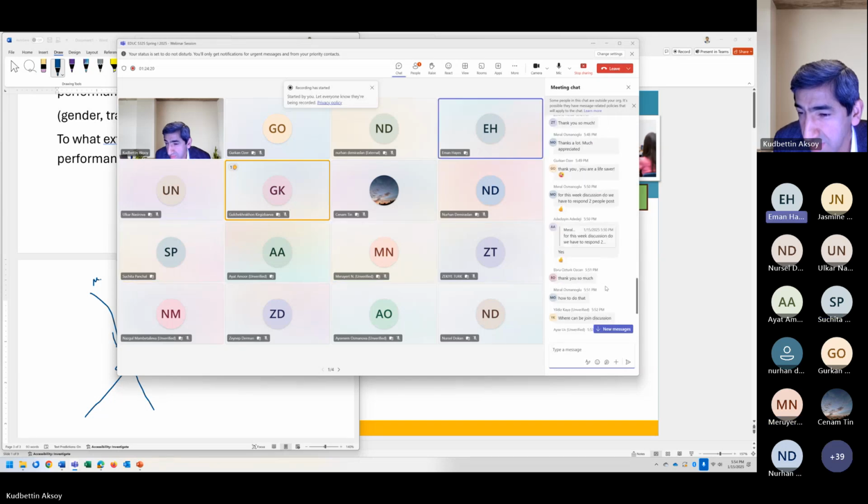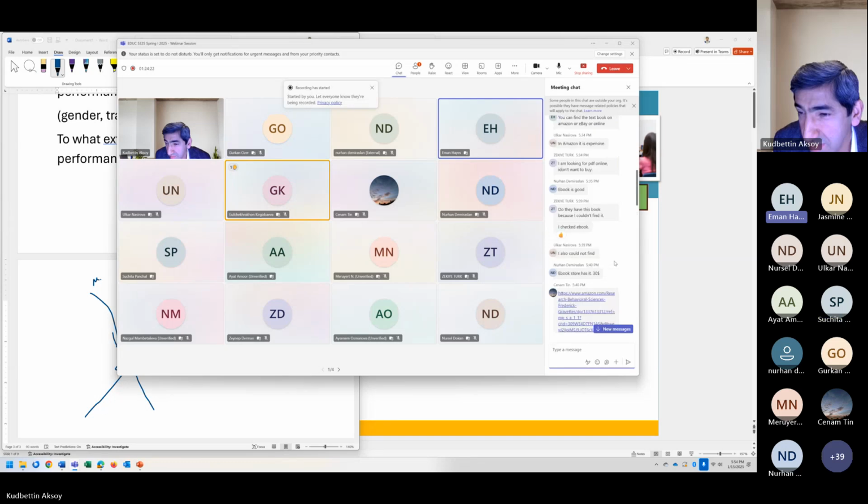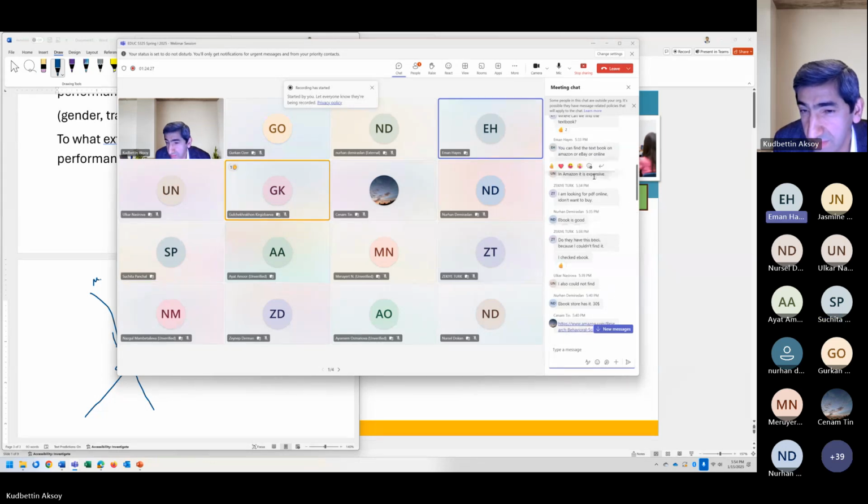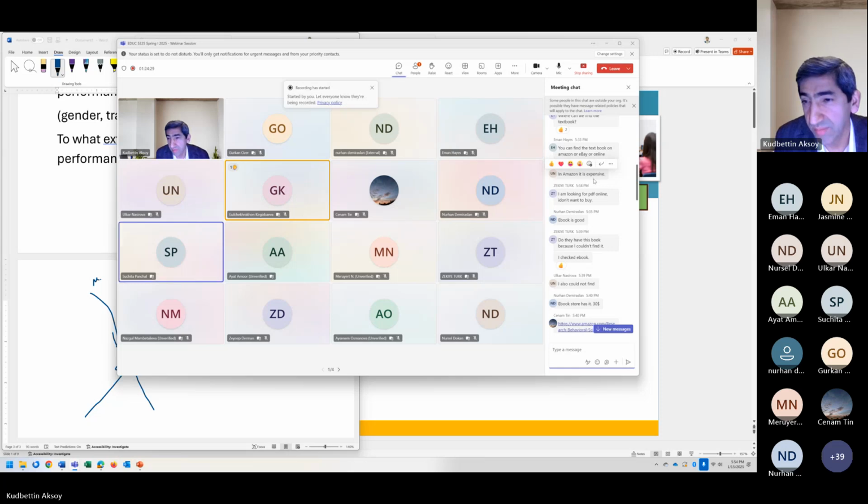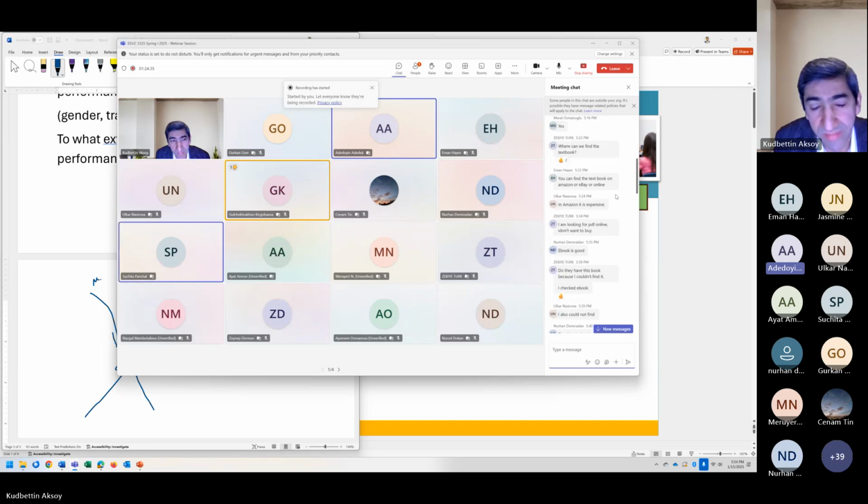I already ordered it, but it's delayed. It just arrived late because of the weather. There's a soft copy in the chat room. If you go to the chat room, there's a soft copy, so you can download that for yourself.